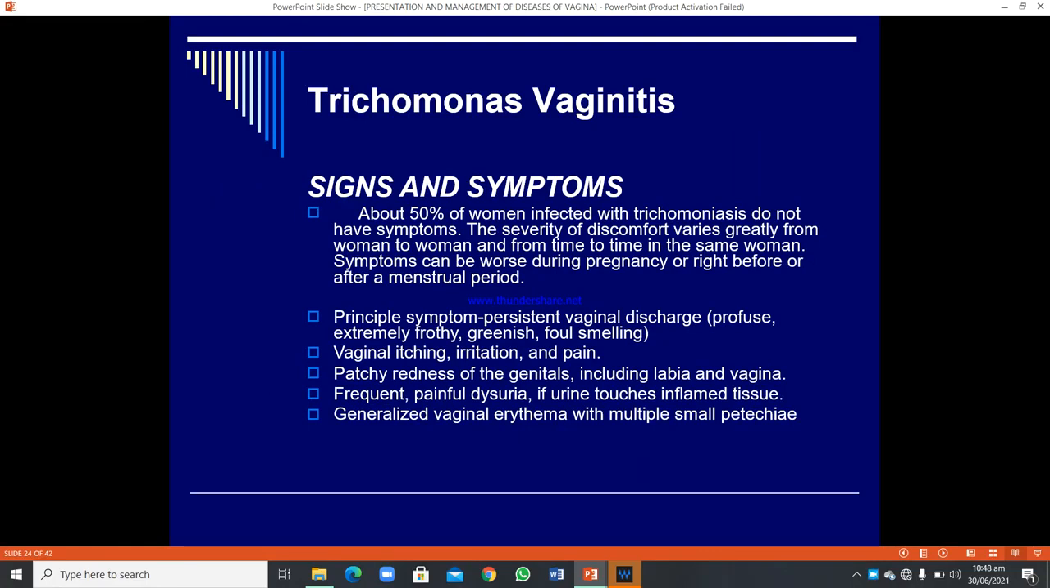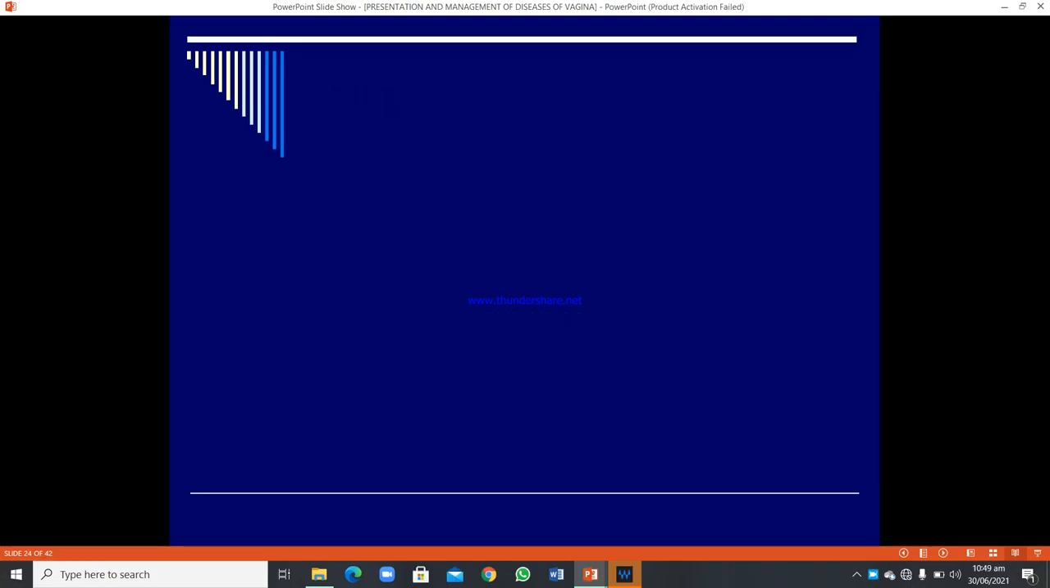Signs and symptoms. About 50% of the women infected with Trichomonas do not have symptoms. The severity of discomfort varies greatly from woman to woman and from time to time in the same woman. Symptoms can be worse during pregnancy or right before or after a menstrual period. Principal symptoms: persistent vaginal discharge, profuse, extremely frothy, greenish, foul smelling, vaginal itching, irritation, and pain, patchy redness of the genitals, including labia and vagina, frequent painful dysuria if urine touches inflamed tissue, generalized vaginal erythema with multiple small petechiae.